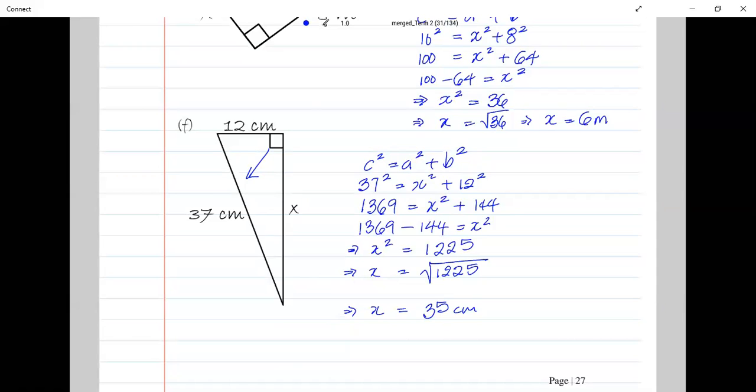So this is your introduction to Pythagoras Theorem. When we come to the next class, we will finish the topic.